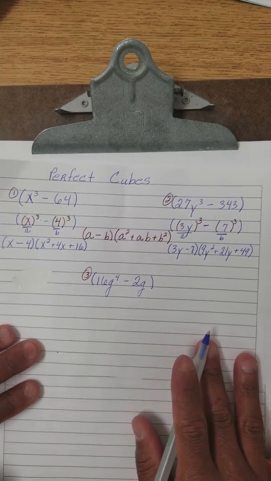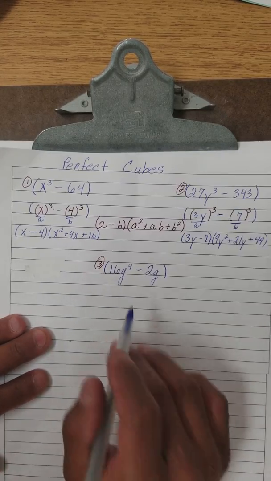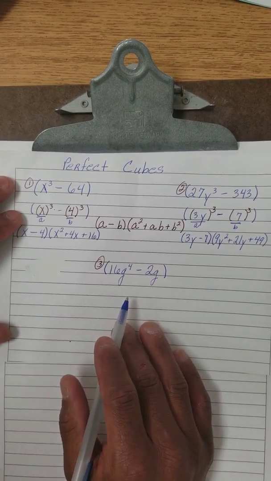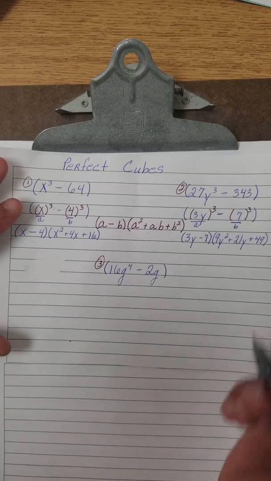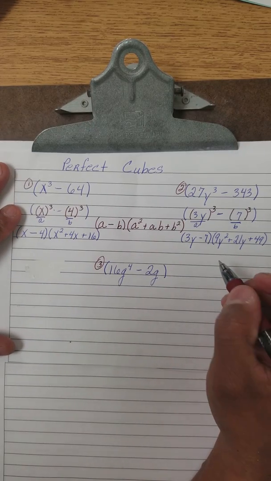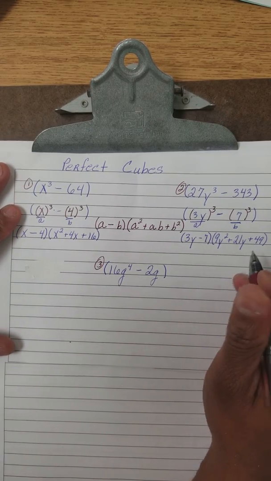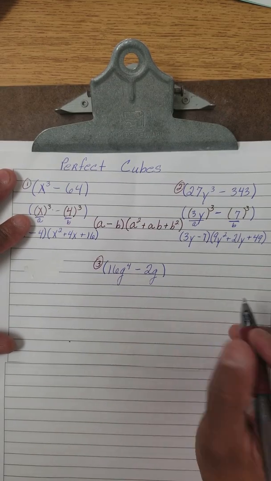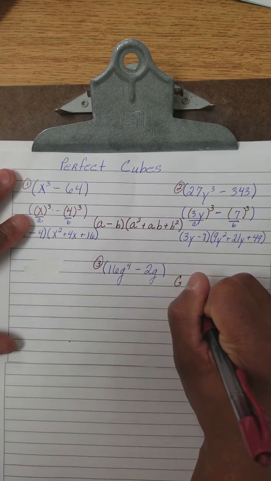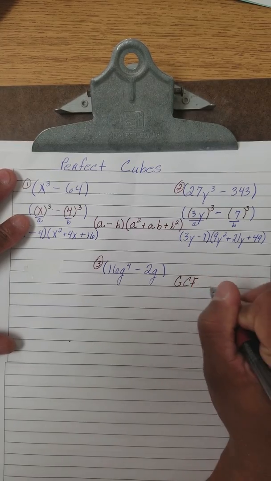Lastly, I have number 3. But again, the first thing we should always ask ourselves is whether there lies a common factor that both these terms share. In this case, notice that 16 and 2 are both divisible by 2. Therefore, we have found a GCF.